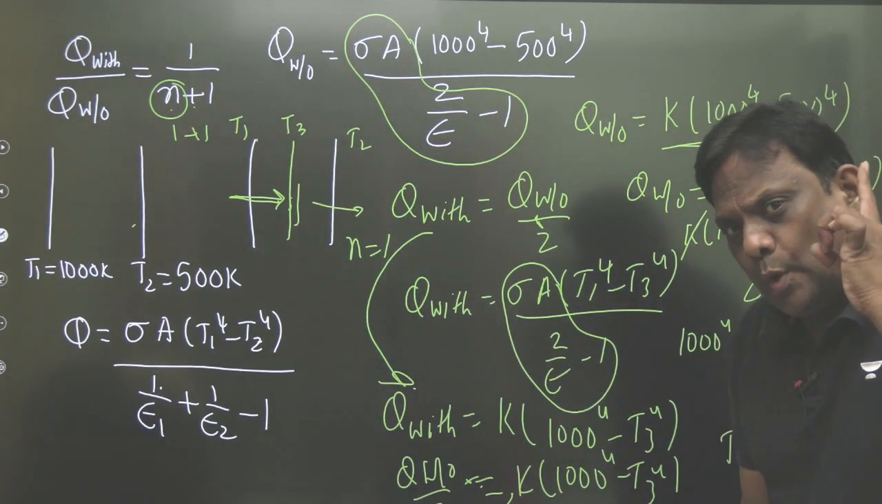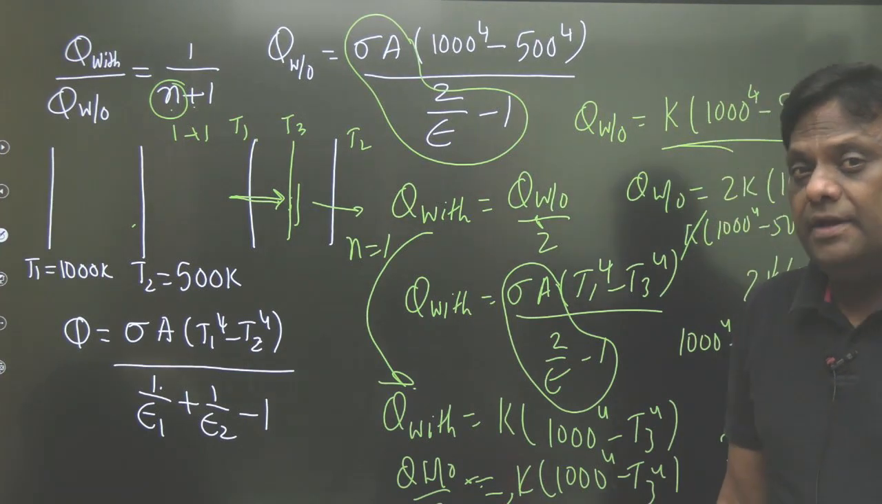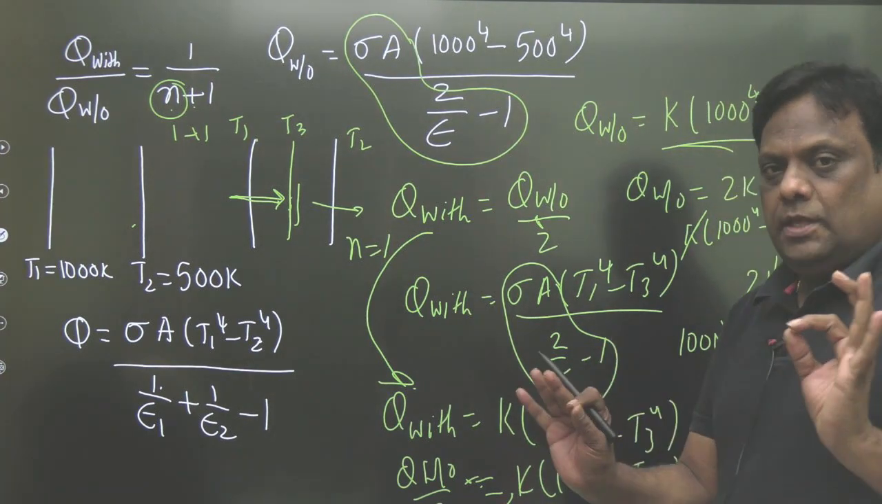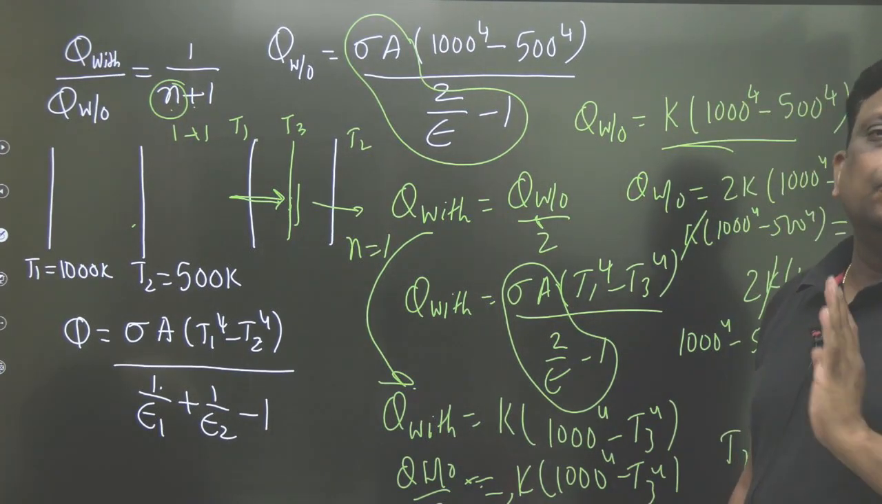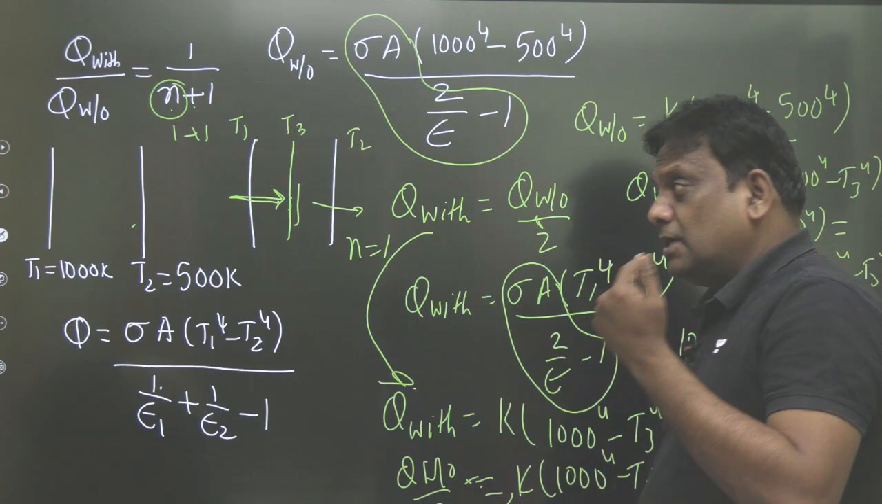Is it reaching melting point? If I introduce one shield, is it reaching melting point? No. So it is safe. So I can use one shield. No problem at all. Next, let's see the second shield.